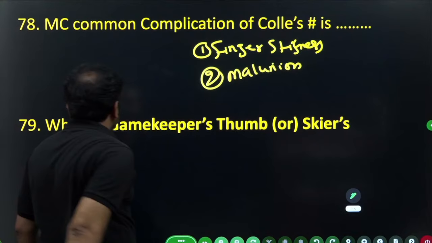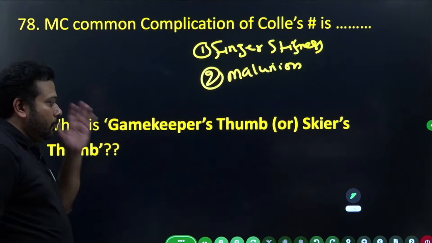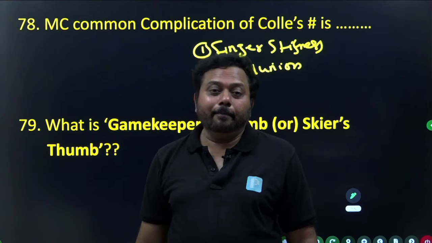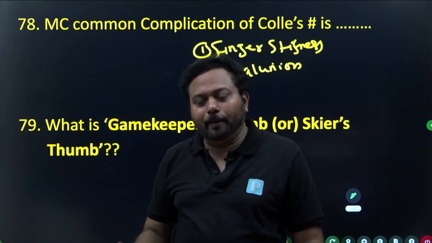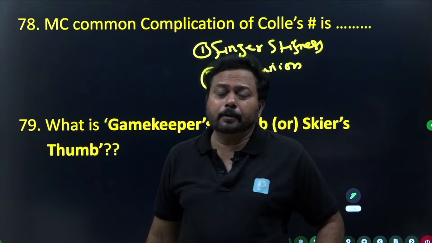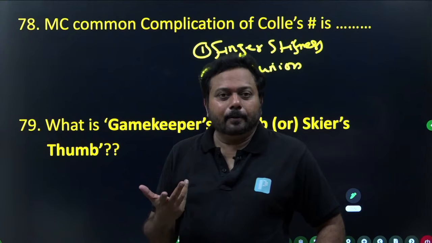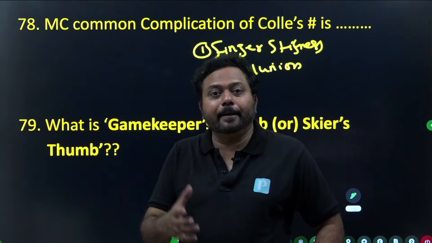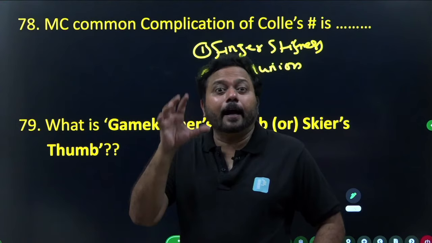Right. What is gamekeeper's thumb or skier's thumb? Okay. First of all, you should know who is a gamekeeper. Don't think it's a good job. It's not a very good job. Nowadays, all those things are eradicated from society. In the old British era, gamekeepers had a peculiar thing. They would shoot the animals and enjoy that shooting. For that purpose, they used to rear animals like rabbit, deer, innocent animals. The guy who is maintaining those animals in the animal husbandry is called a gamekeeper.